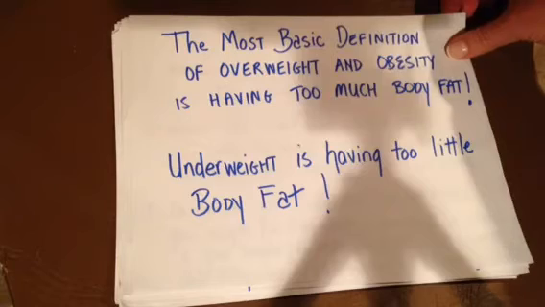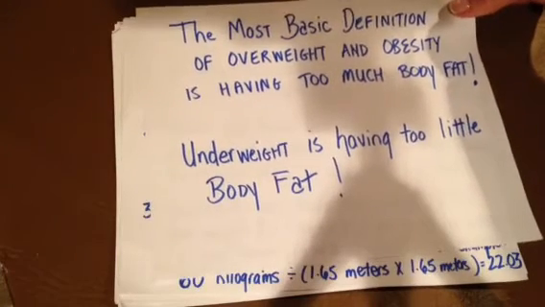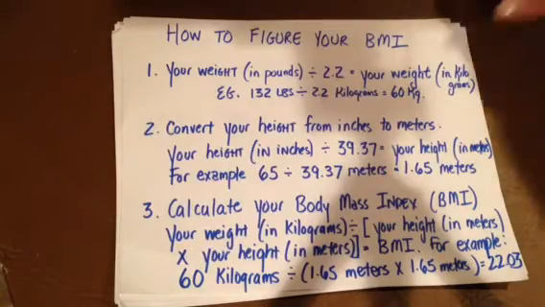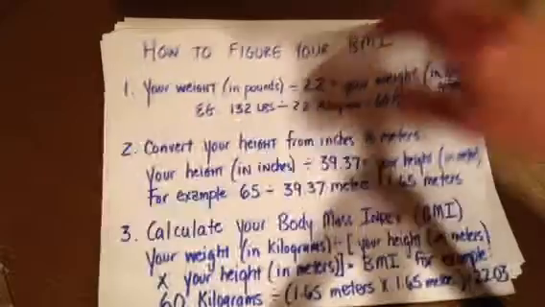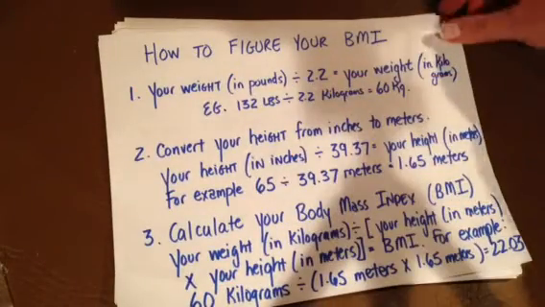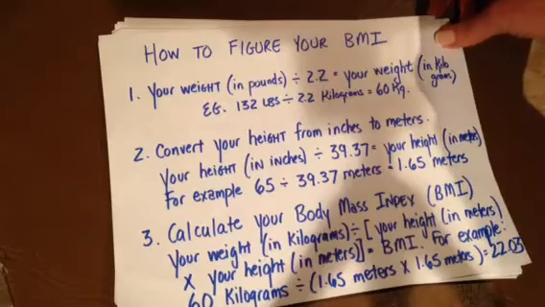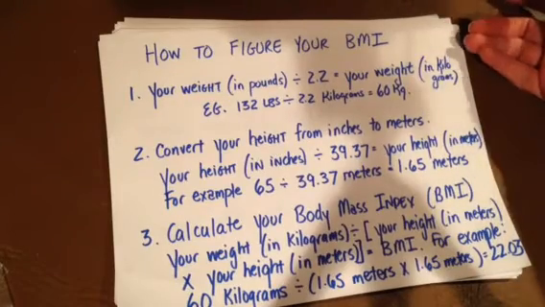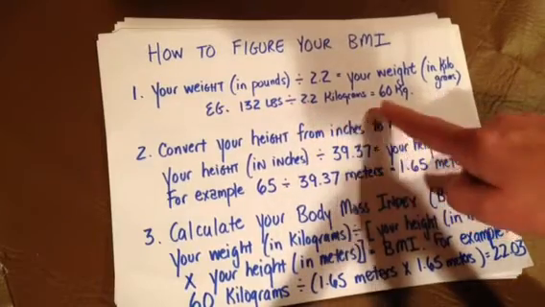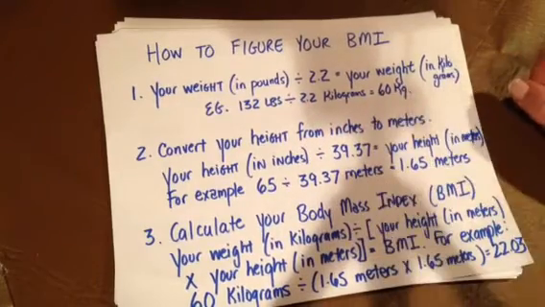The most basic definition of overweight and obesity is having too much body fat. Underweight is having too little body fat. How to figure your BMI. First, you take your weight in pounds, divide by 2.2, and that would be your weight in kilograms. An example, 132 pounds divided by 2.2 equals 60 kilograms.